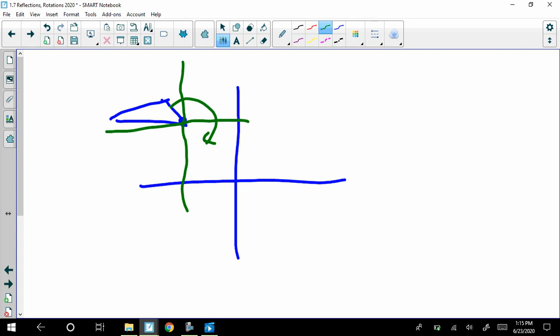So that's our lesson on rotations and reflections. Make sure you do the homework and practice it. Get used to what happens with the signs, and you should be good to go.